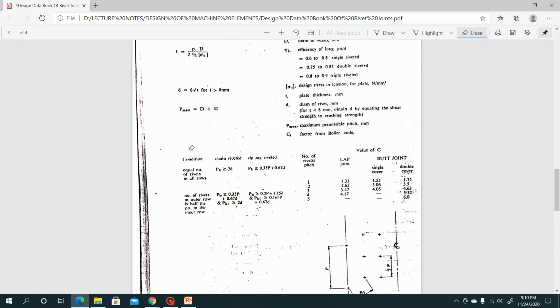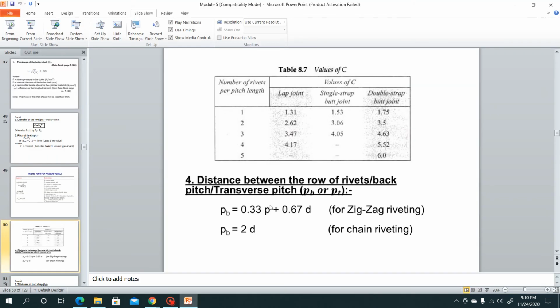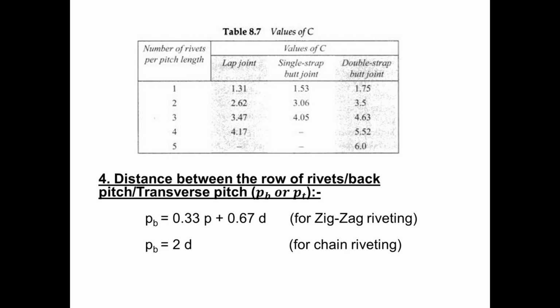In the data book, it is written that PB is greater than or equal to 2D. Either it is greater than or equal to this particular value. Normally, we don't take the greater than case, we take the equal to case. So you can see that here I have written the equal to case. Normally, we don't go for the greater than case. Okay. Next step.